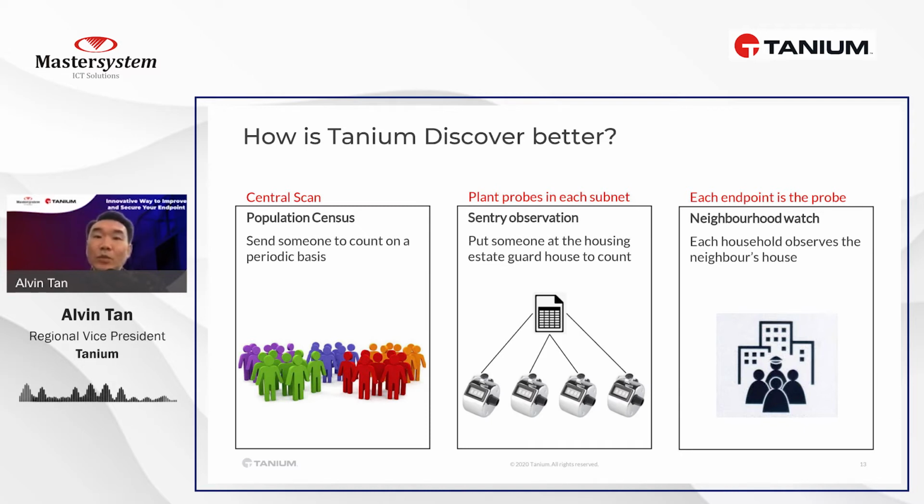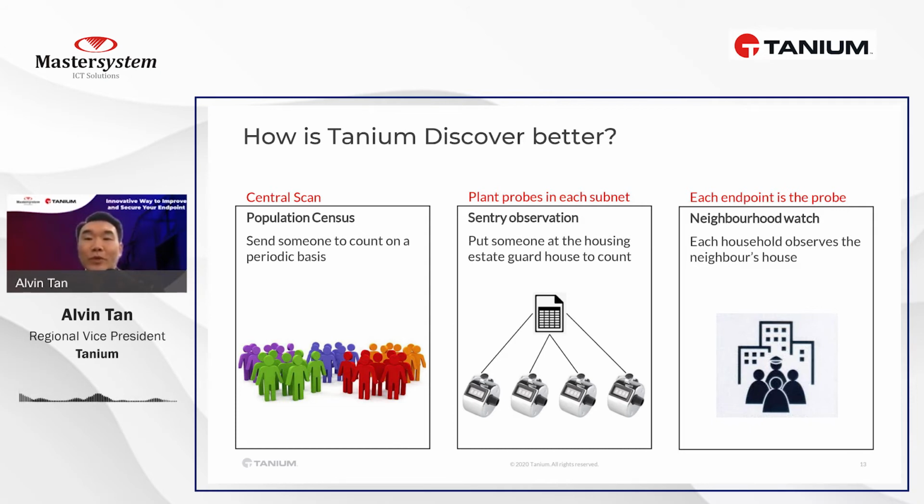So the second way that some solutions try to do this is to plant a probe in every subnet. It's a little bit better because you've already punched through the firewall, you're on the other side. For me, this looks like having a security guard at the condo, or maybe a guard house before the housing estate, and you're asking the guard, hey, how many people stay in this estate? And you may get a rough idea, but the guard house surely does not know every household that stays at the site. So Tanium, on the other hand, what we do is something called a neighborhood watch.